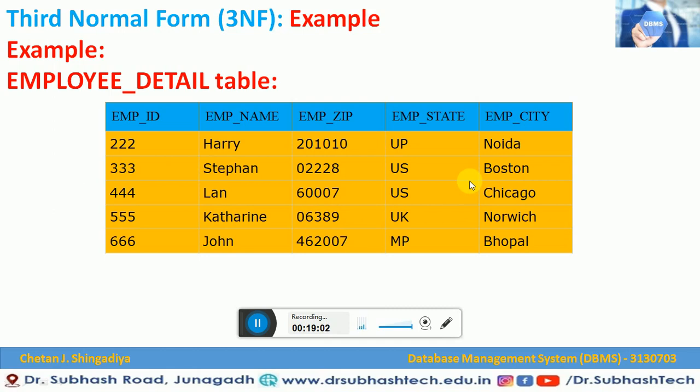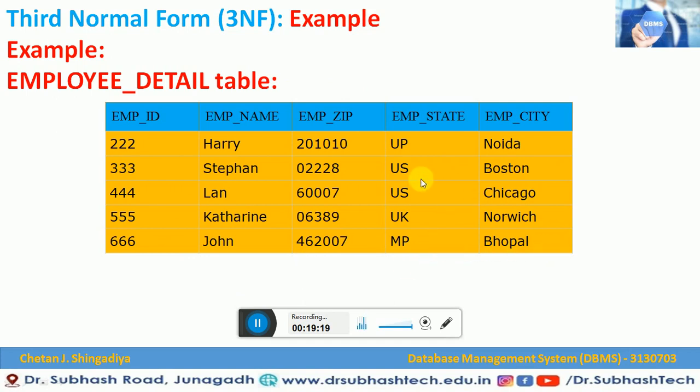Why? Because there are so many things in that. The first thing is that the table is in second normal form, but looking at this table we cannot say that it is in third normal form, because transitivity exists in this table.